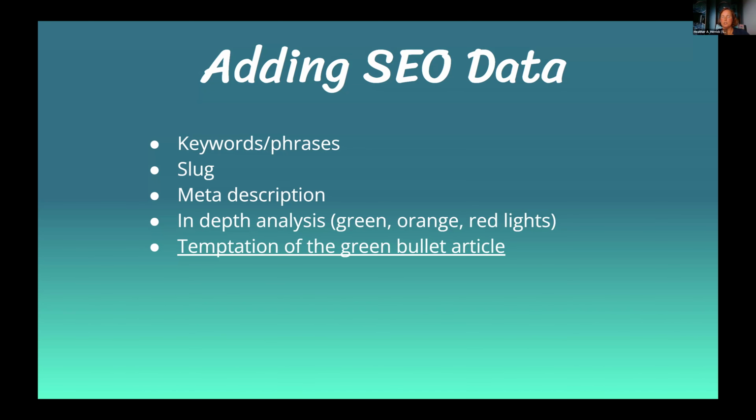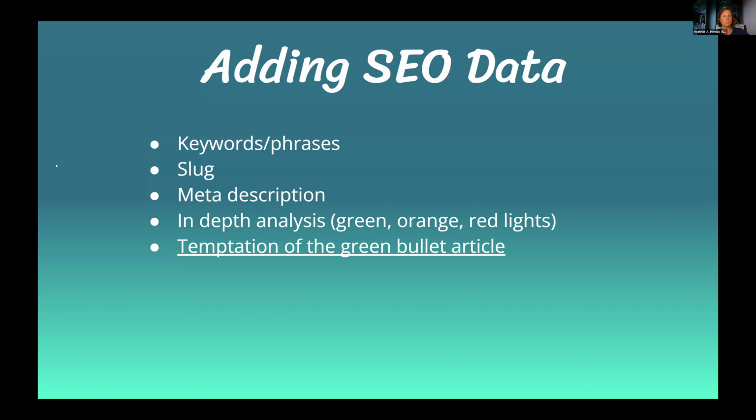We'll have a meta description. The meta description is what shows up when you do a Google search. There's some words underneath whatever you put into search on each page. That's the meta description. So that's what people see as a description before they click on a page. And then we'll look at the in-depth analysis just a little bit.